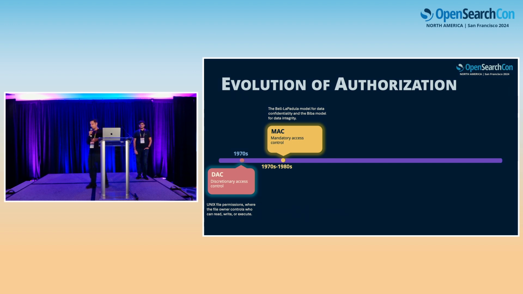Somewhere around the 1970s to 80s, mandatory access control, or MAC, was introduced. It was a stricter security control used by government and military bodies. An authority decides the clearance level of documents and the clearance level of users, and only those particular users would have access to the confidential, restricted data. Some examples are the Bell-LaPadula model, which was for confidentiality, and the Biba model for data integrity.